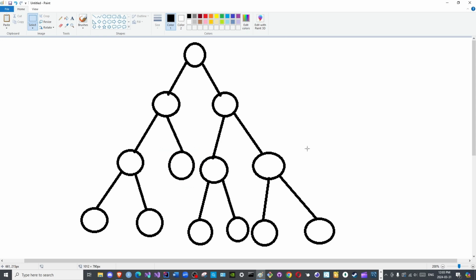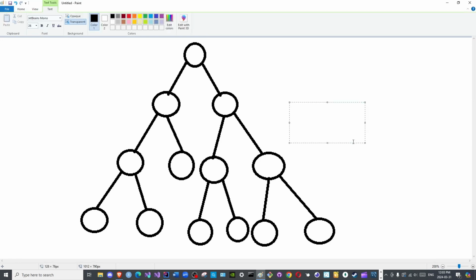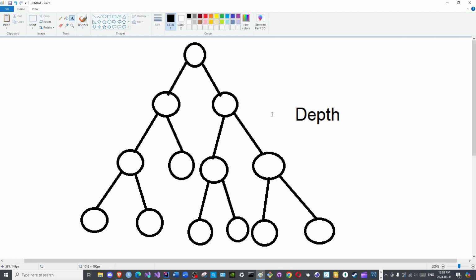The first term we will cover is known as depth. Depth is also used within the relative context. If I wish to ask, what is the depth of this node? How do I calculate the depth of this node? I calculate its distance from the root node. Why is it relative? Because the depth of this node is different from the depth of this node. Here, the depth is 1. Here, the depth is 1, 2. Here, the depth is 1, 2, 3. That is why the depth is relative. It is not absolute. It depends on the node or the level of the node.